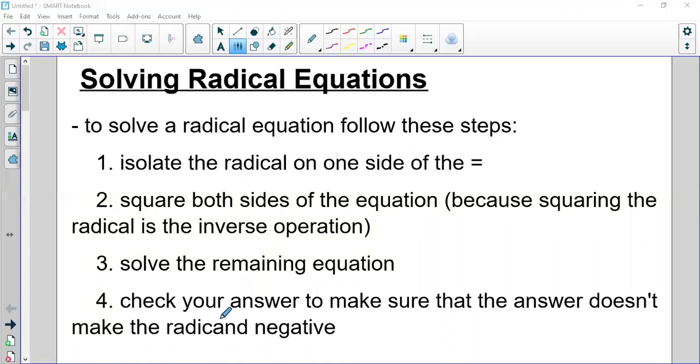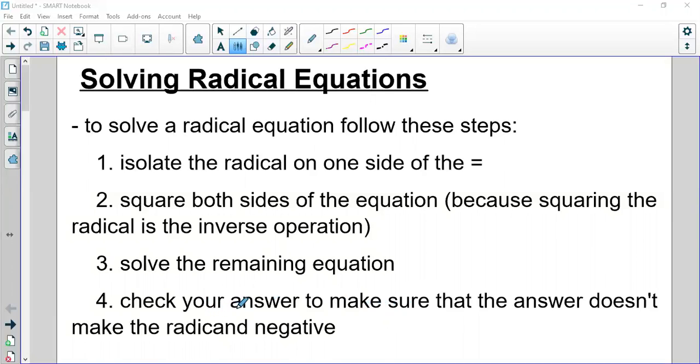It's possible when you do this to get an extraneous solution, one of those solutions that doesn't solve the equation, doesn't actually answer the question, because sometimes when you put your answer back in to check it, you'll find out that you have a negative number inside the radicand. And you know that you can't take the square root of a negative number, so you would end up having no solution. So normally, checking your answer is what you're going to have to do to make sure it doesn't make a negative radicand.